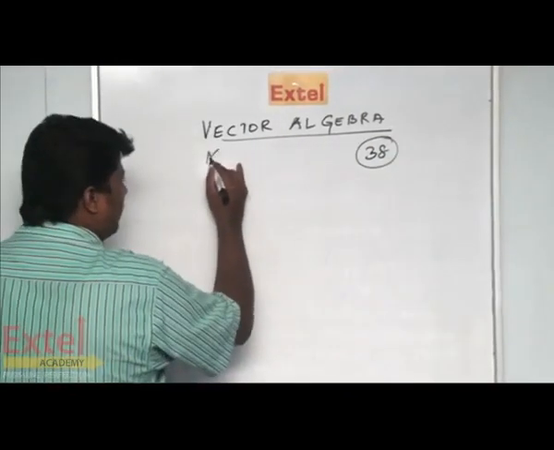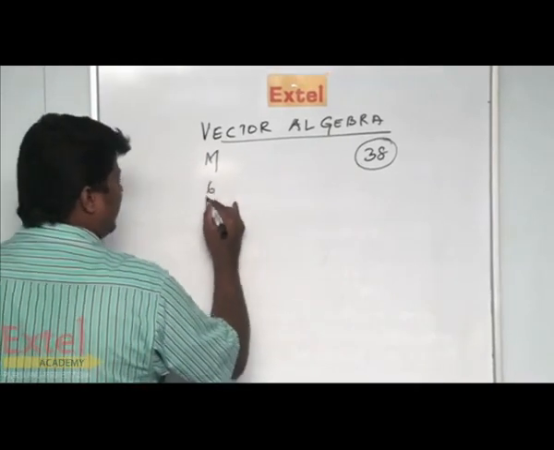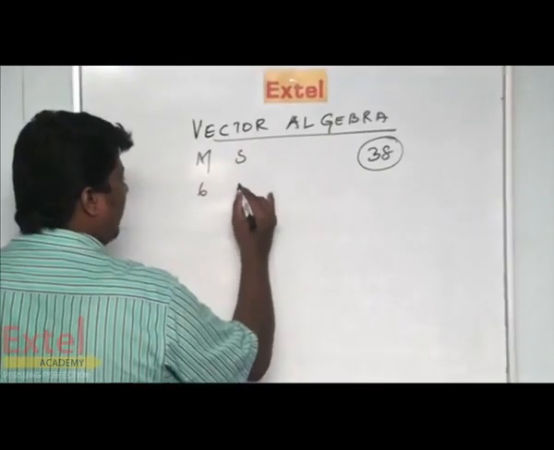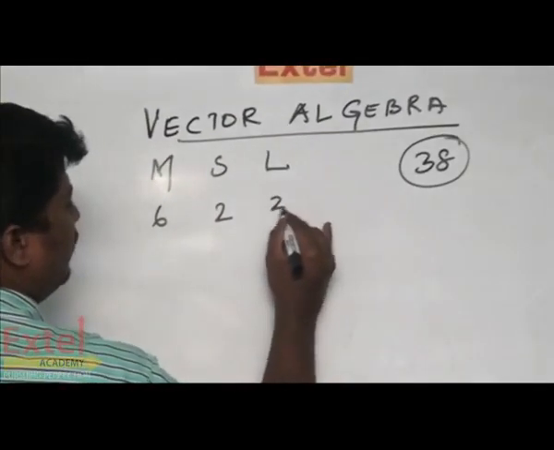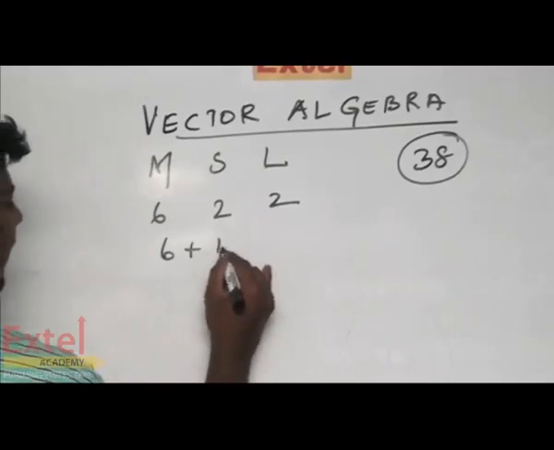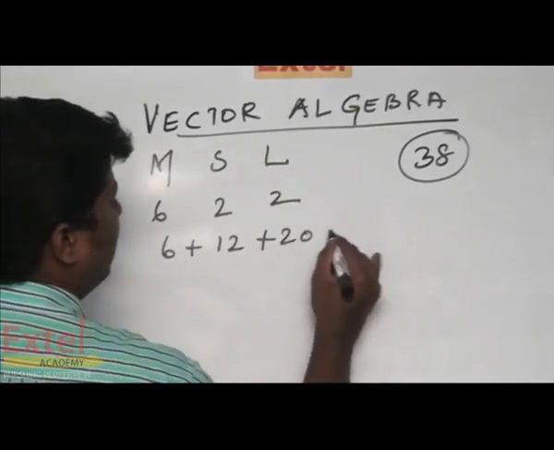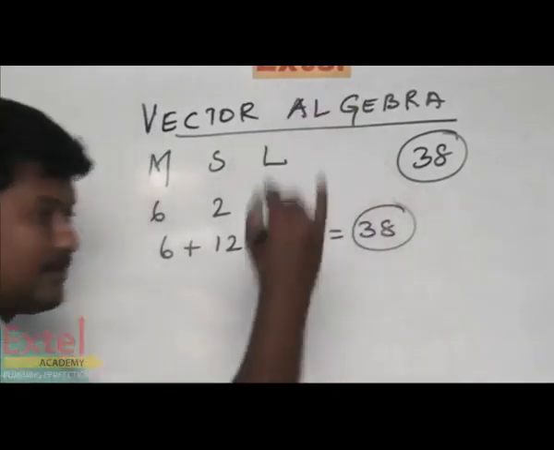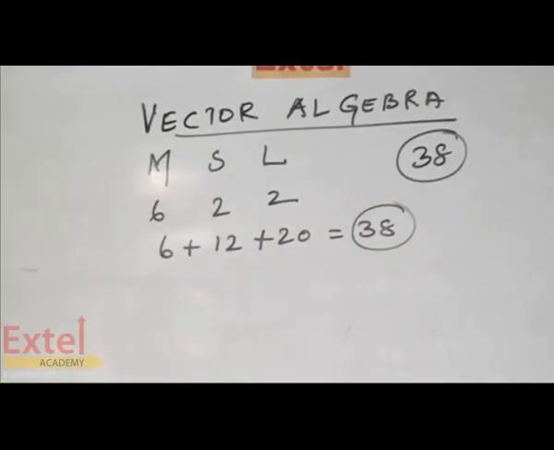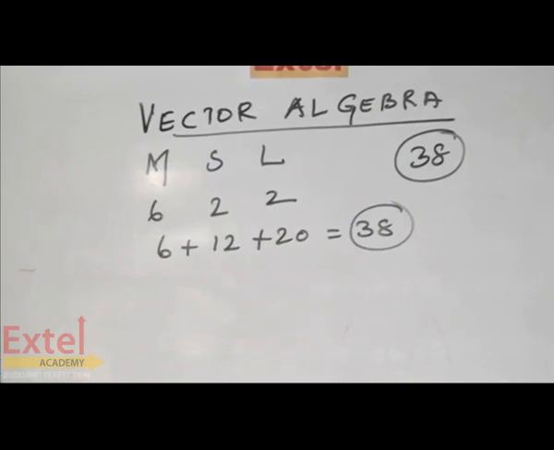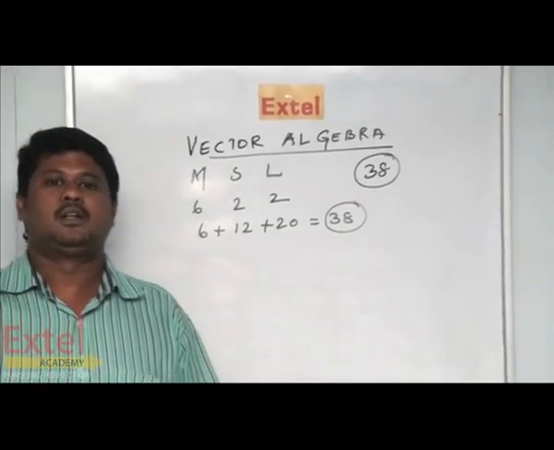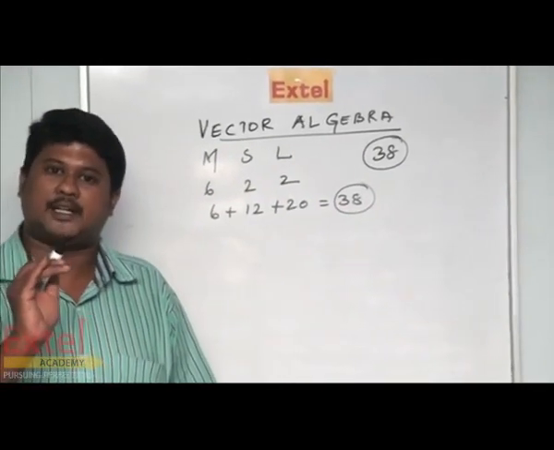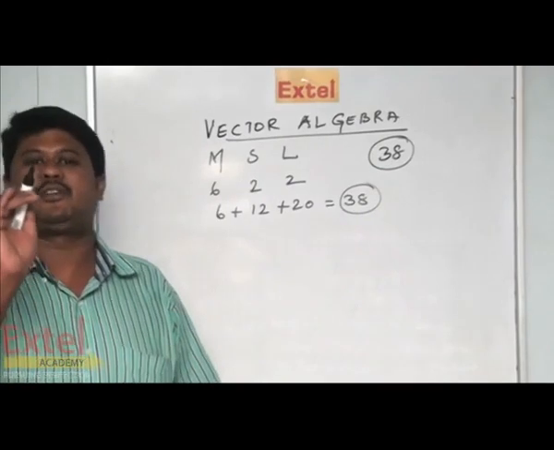That is, your multiple choice questions are 6, your short answers are 2, and your long answers, that is your detailed answers, are 2. Overall 6 plus 12 plus 20, which equals 38 marks. So that's why I'm telling you, vector algebra is a very, very, very important chapter in your 12th standard. You cannot avoid vector algebra, because compared to other units, it's one of the very easiest units.